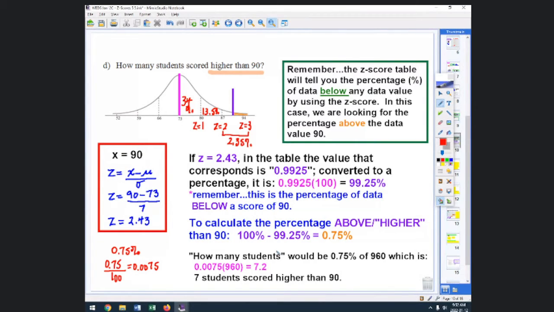I think it's 7, isn't it? So I would report 7 students scored higher. You can't have 0.2 of a student. Okay, any questions up to there? Is there anything you would like to ask?